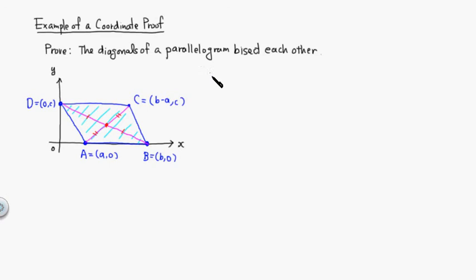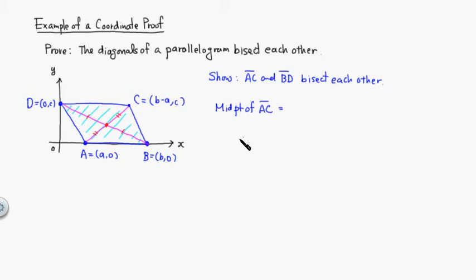So we want to show that segment AC and segment BD bisect each other, right? So let's find the midpoint of diagonal AC. The midpoint of AC can be found.